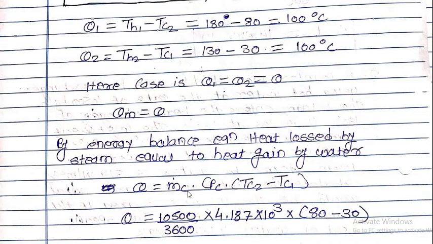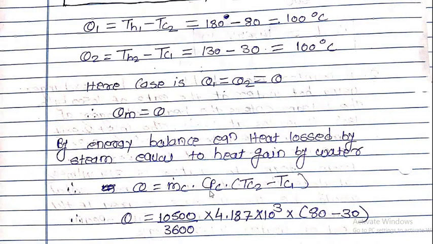So m dot c is the mass flow rate of water, that is the cold fluid. Cpc is the specific heat of water, that is the cold fluid, and Tc2 minus Tc1 is nothing but the change in temperature of the cold fluid. So Q is equal to mass flow rate, it is given as 10,500 kg per hour. We have to convert that kg per hour into kg per second. For that purpose, we divide by 3,600.